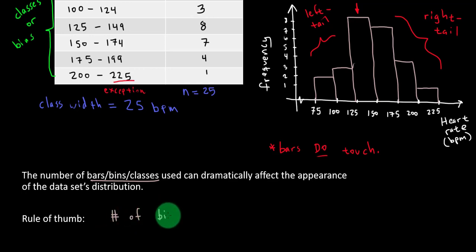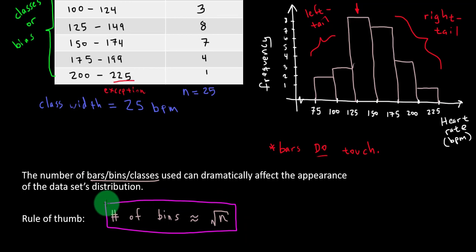A good starting point for how many classes should I use? Well, our sample size was 25. I wouldn't want 25 classes. That wouldn't summarize the data in any way. I wouldn't want 1 class, because again, that doesn't summarize the data. The number of bins or bars or classes is going to be not the sample size, but the square root of the sample size. And that should get you in a nice zone for a decent looking histogram.